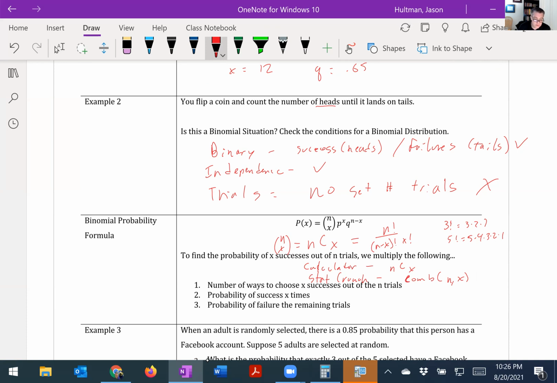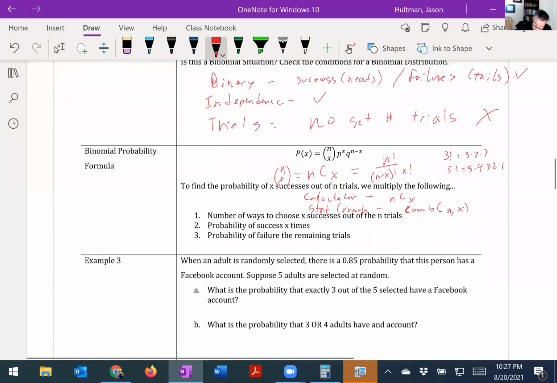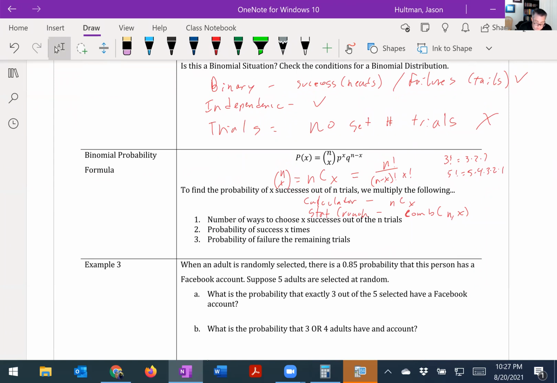Okay, so let's see how we get these values here. The number of ways to choose X successes out of N trials, then the probability of successes X times, and the probability of failures for the remaining trials. This is Q to the N minus X, that's the remaining ones. So there are 3 pieces for the probability of X.